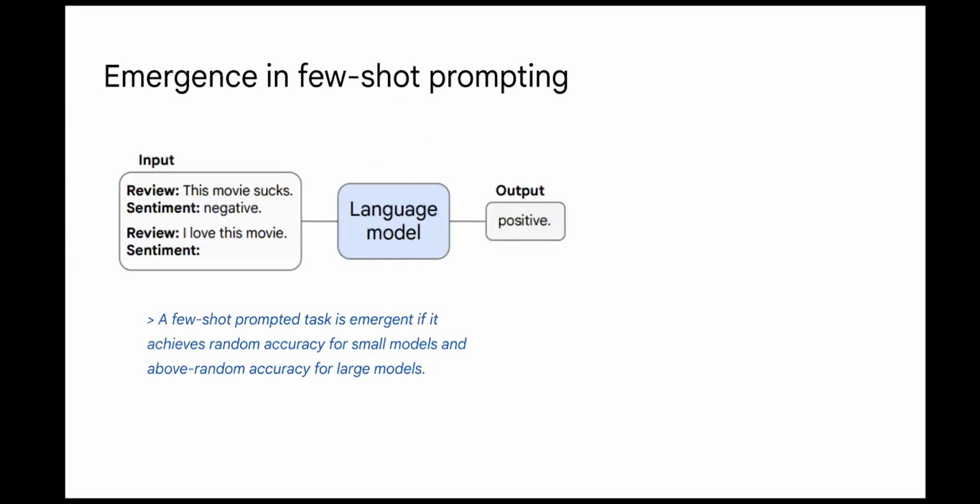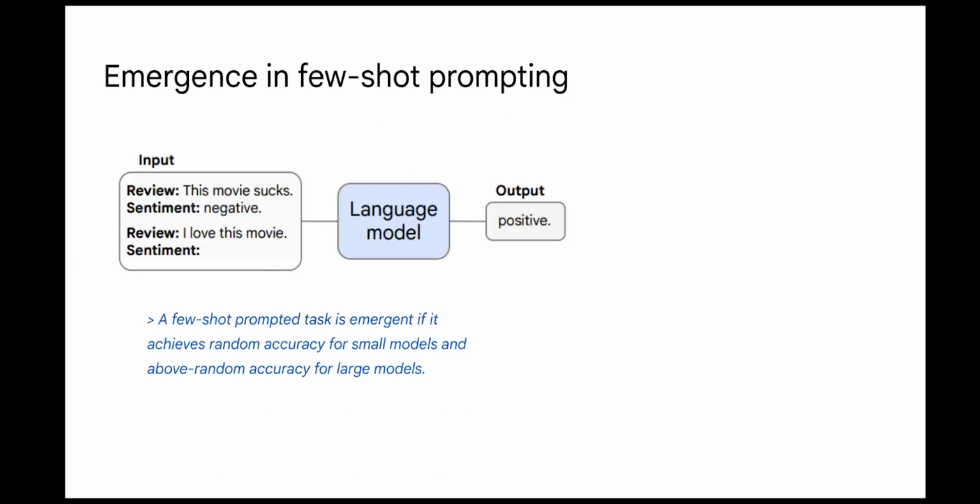The first type of emergence I'm going to talk about is emergence in the few-shot prompted setting. This is very similar to the next word prediction setting that we were looking at before. The only difference is that you typically give one or more examples of the task as part of the input. So you want to get the sentiment for the review, "I love this movie," and the output is positive. To let the language model know what task you want it to do, you can append an input before that, for example, "this movie sucks," and the sentiment is negative.